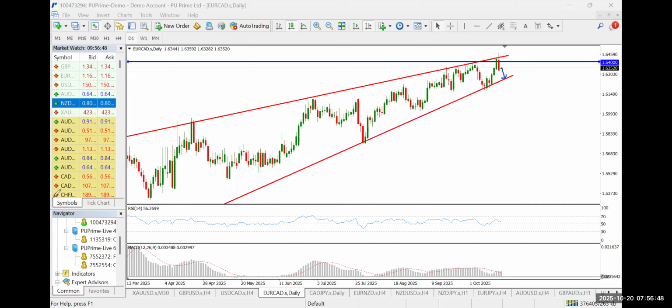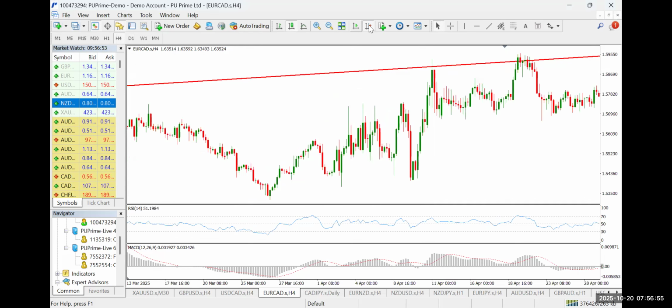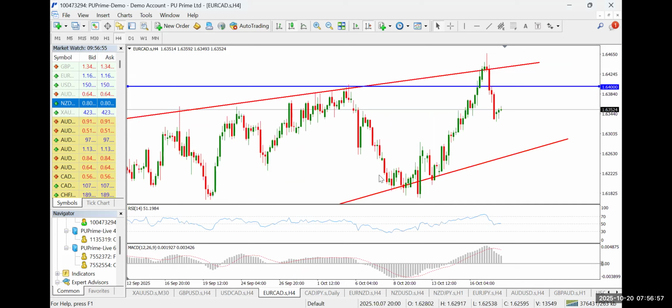So let's go to a lower time frame. We'll check the 4-hour time frame first. Okay, we can see the breakout. Sorry, the downtrend started already on Friday, but then I perceived there will be some slight retracement before the continuation. So let's go down to the 1 hour.